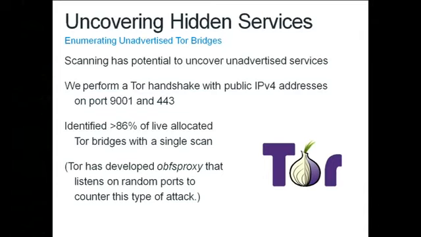So one experiment we did was looking for Tor bridges, and these are hidden Tor nodes that aren't publicly advertised, that are used to let people in countries that practice censorship access Tor without that censor just blocking access to these IP addresses. And using a very simple application of ZMap, we identified more than 86% of the Tor bridges that were live and allocated at the time in the Tor directory service. This is with a single scan, just looking at 2 ports.